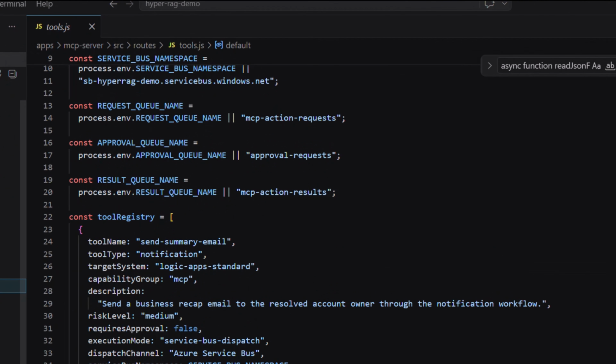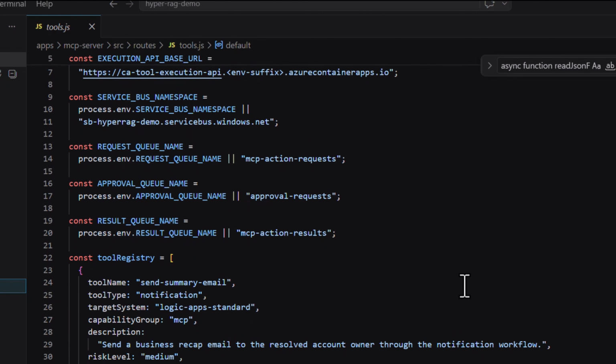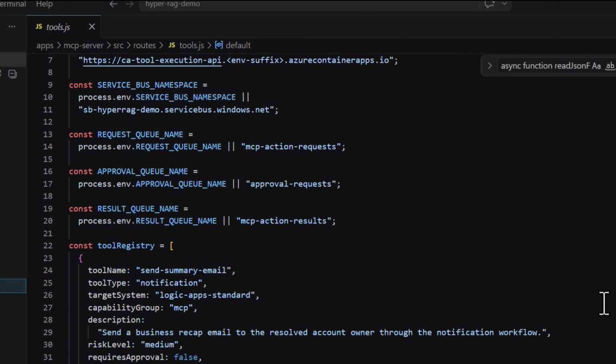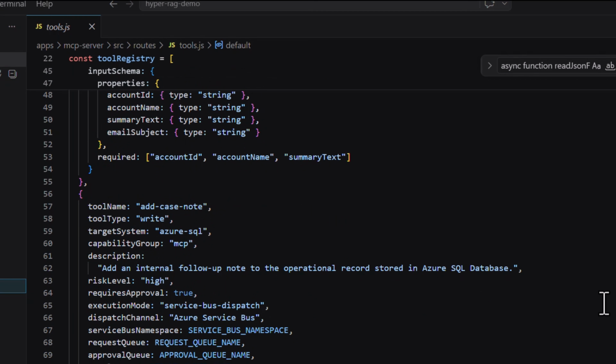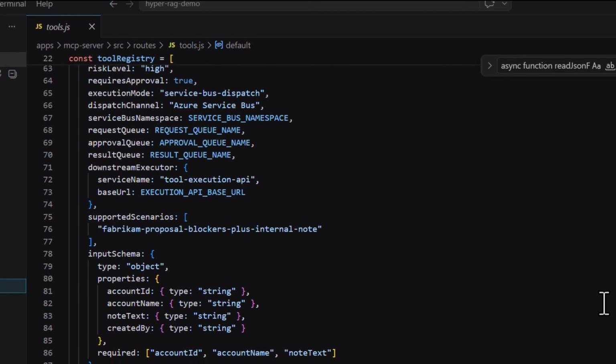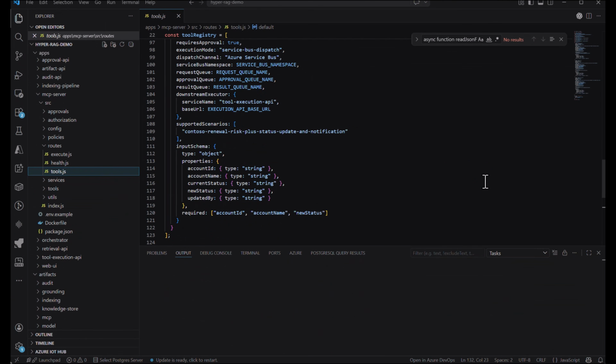This file is where the tool catalog becomes explicit. Here we can see which tools the system is allowed to use, what each tool is for, which target system it belongs to, and whether it needs approval before execution. So this is the controlled MCP tool layer. The system can only use the tools we have defined here, under the rules we have defined here.